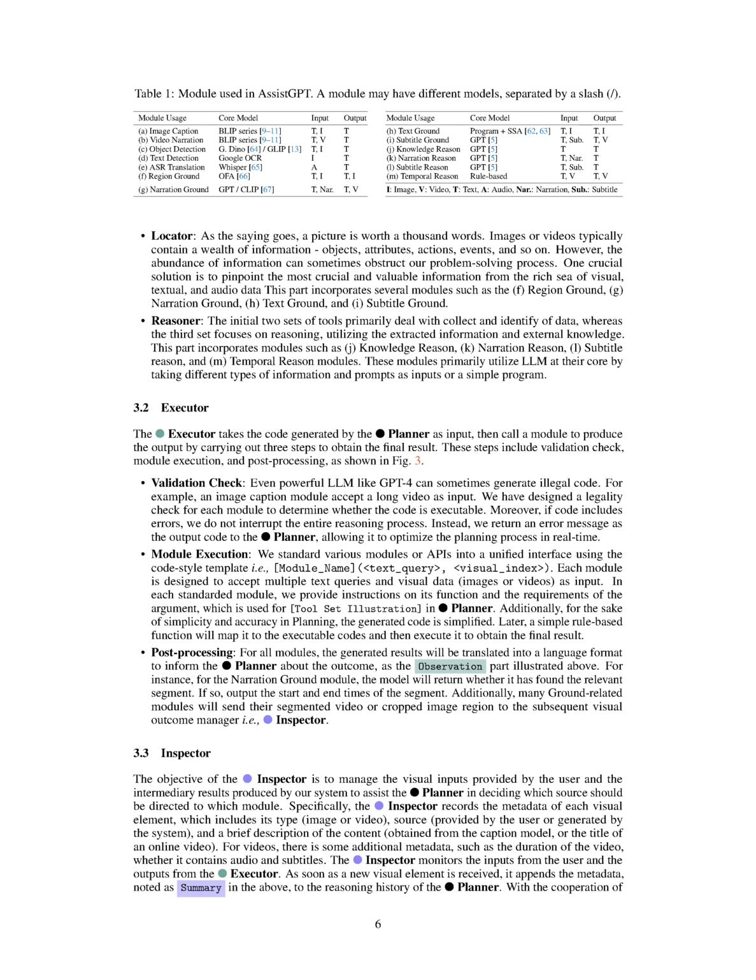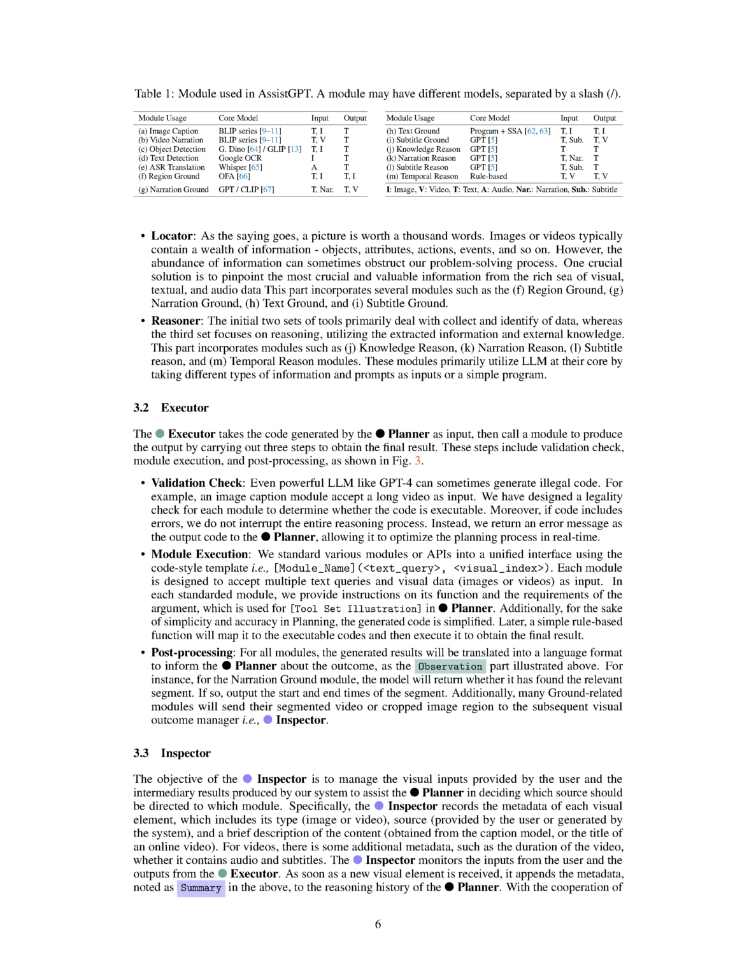Section 3.2 Executor. The 3.2 section talks about the executor's role, which is a crucial part of the system. It primarily takes the generated code from the planner as an input, then uses it to produce the final output. This involves 3 key steps, which are the validation check, the module execution, and the post-processing. Validation check. The executor initiates the process with a validation check.